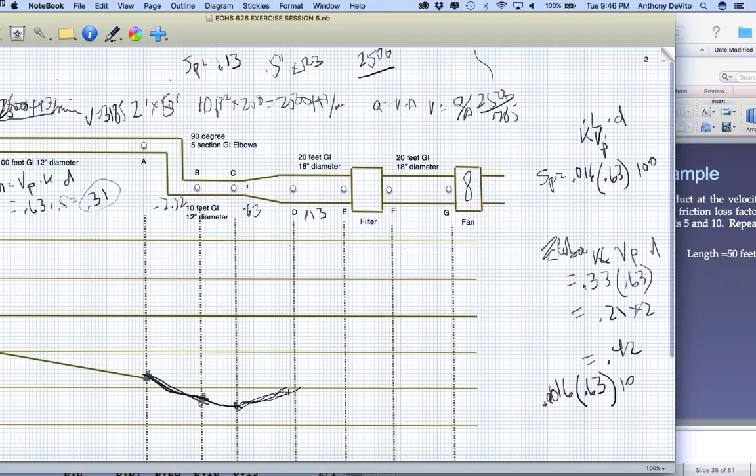So to finish up, I want to finish this up now. Now we've got 10 feet of galvanized iron duct, 18-inch diameter. I have to figure out the K factor for that. 10 feet. I'm just going to say that it adds another tenth, and I'm going to go over here.